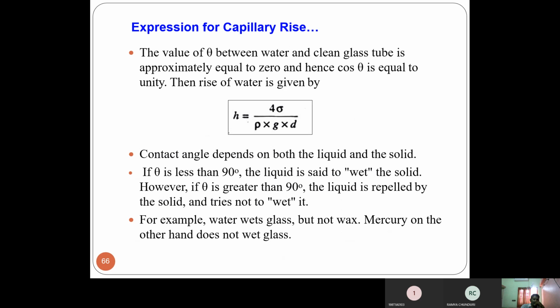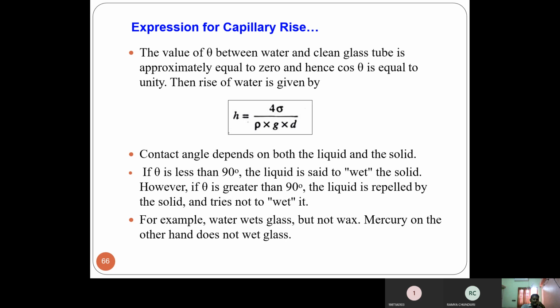The value of theta between water and a clean glass tube is approximately equal to 0, and hence cos theta is equal to 1, because cos 0 is equal to 1. Therefore, h is equal to 4 sigma into 1 by rho g d. We will get h is equal to 4 sigma by rho g d.